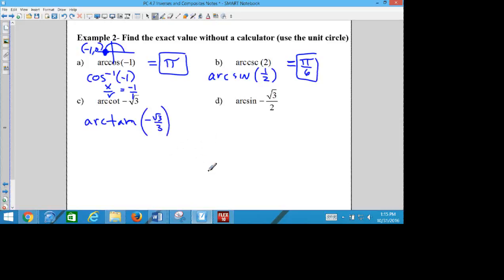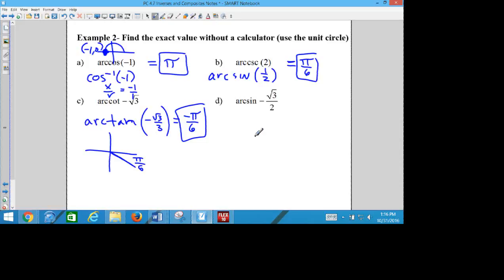Where is tangent square root of 3 over 3? Pi over 6, but this says negative. It'll be down here. That'll be a pi over 6 down there. So what is it? Negative pi over 6. Opposite 30 is 1, is it? This would be 1 over square root of 3, which is square root of 3 over 3.